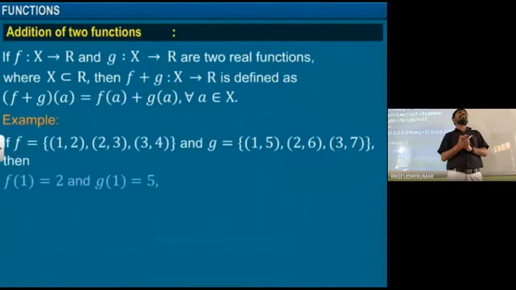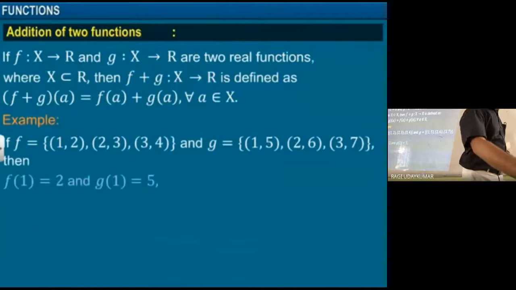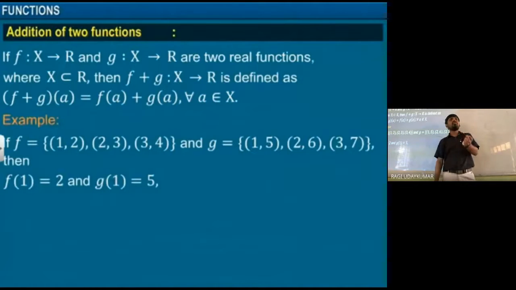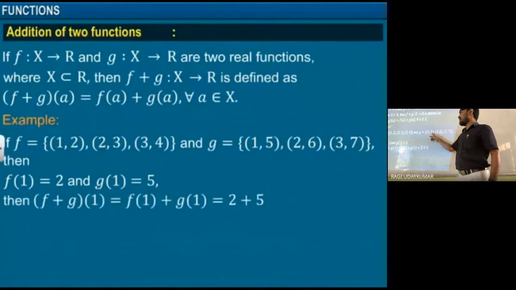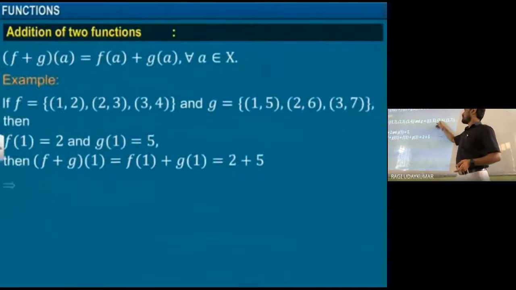Normally, whenever ordered pairs are given to you, for f plus g of 1, you take 2 and 5 and they should be added. ये 2 है, ये 5 है, ऐड कर लिया 7 आ जाएगा. तो दोनों फंक्शंस का सम में क्या होगा? 1 comma 7 होगा. और 2 को क्या होगा? इधर 2 है, 3 and 6, 2 comma 9 होगा.